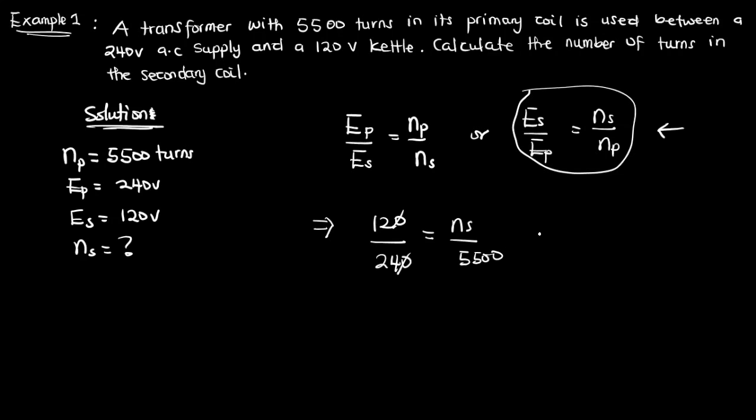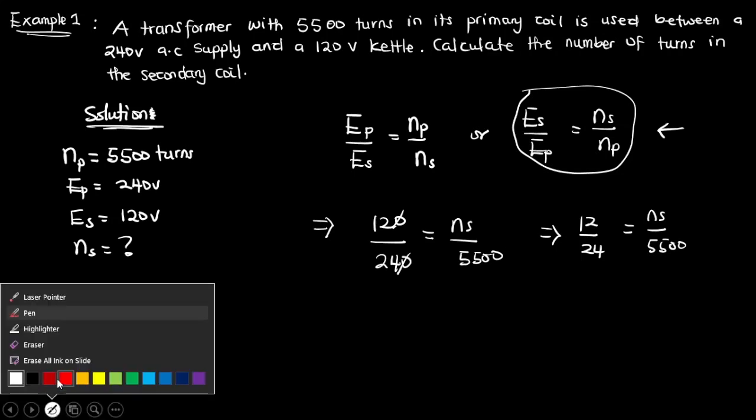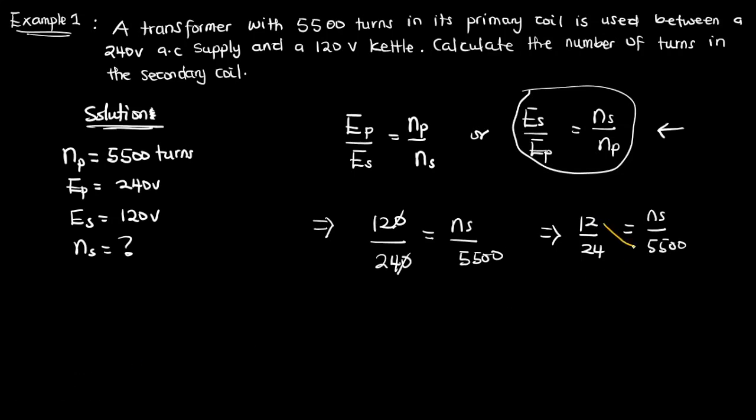So from here I have 12 over 24 equal to NS over 5,500. So from here I can cross multiply. This will multiply this, this will multiply this. So I have 24 NS is equal to 12 multiplied by 5,500. To find NS, I divide both sides by 24.